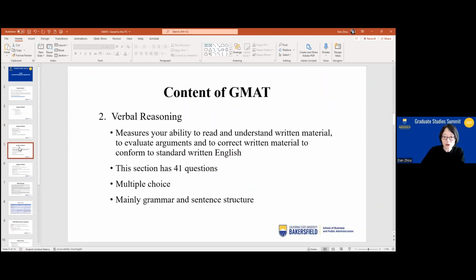The next section is verbal reasoning. This section measures your ability to read and understand written material, to evaluate arguments, and to correct written material to conform to standard written English. This section has 41 questions. The format of this section is also multiple choice. The primary focus is on grammar and sentence structure.